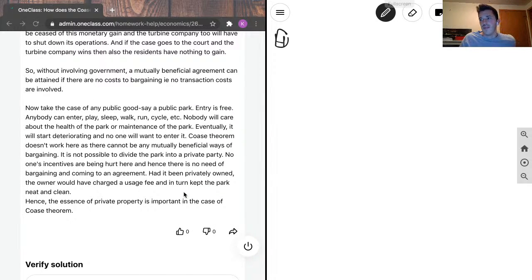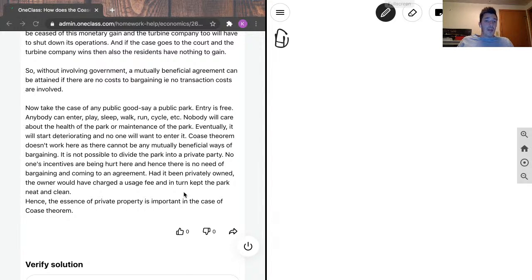I think what they're saying is if it went to court and the turbine company won, which meant they were allowed to run their windmill, the family could pay the turbine company an amount that they value the peace and quiet at, so that the turbine company would shut down its windmill if the payment is worth more than running the windmill. So without involving government, a mutually beneficial agreement can be attained if there are no costs to bargaining, i.e. no transaction costs are involved.